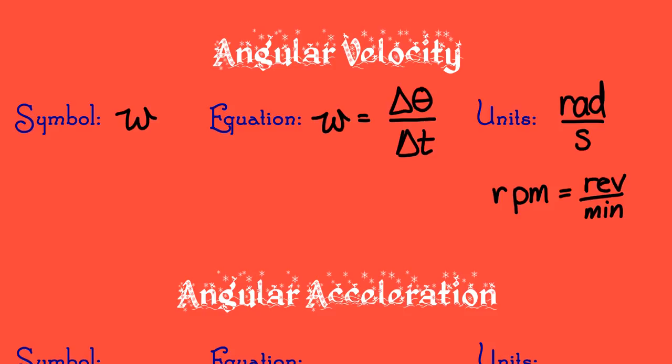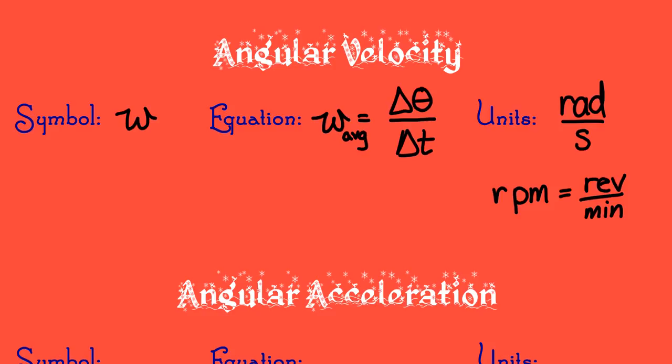Just as with linear velocity, we can talk about average angular velocity and instantaneous angular velocity. And those two words, average and instantaneous, mean the same thing as they did with linear quantities. The average is over a time period, whereas the instantaneous is at one specific point in time. An important note is that this equation is for the average angular velocity.